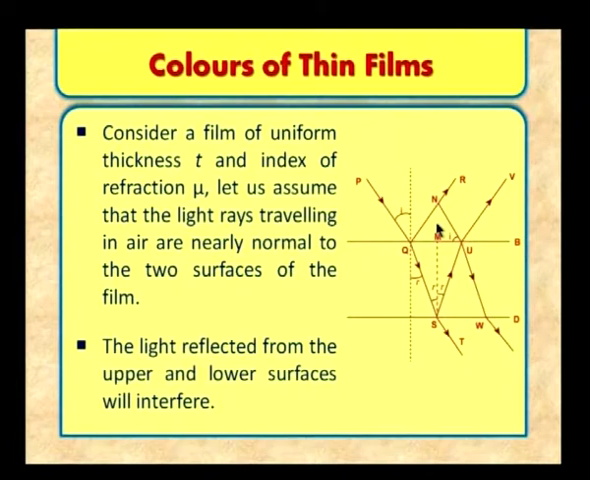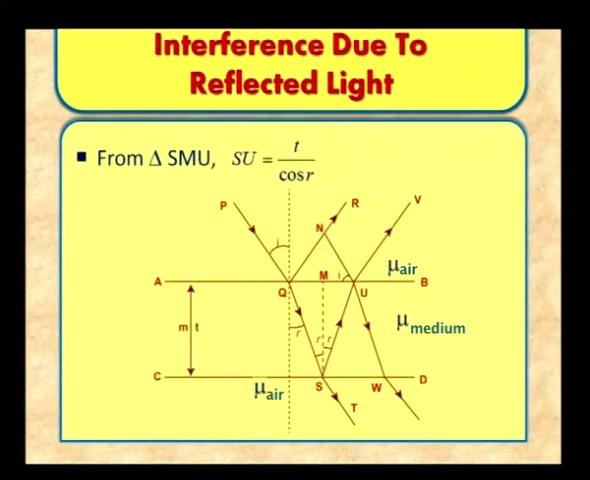Whether you get constructive or destructive interference between the two light waves depends upon the path difference. We have seen the condition: if the path difference is an integral multiple of lambda, that leads to constructive interference. If it is an odd multiple of lambda by 2, that is the condition for destructive interference. So, let us look at the triangle SMU. Our aim is to calculate the path difference.